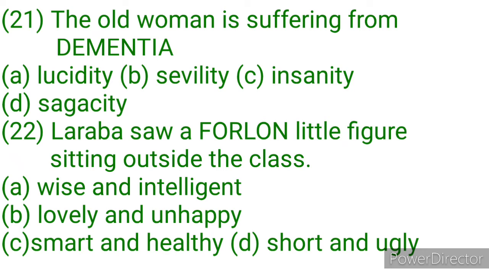Now let's look at question 21. The old woman is suffering from dementia. We have option A, lucidity, B, servility, C, insanity, and D, sagacity.